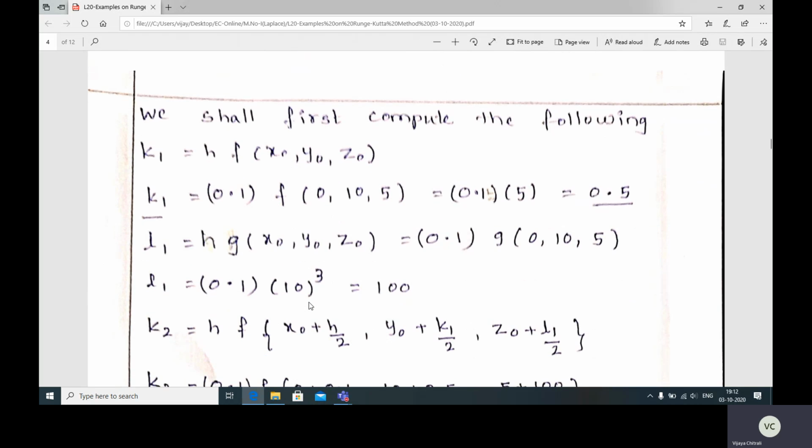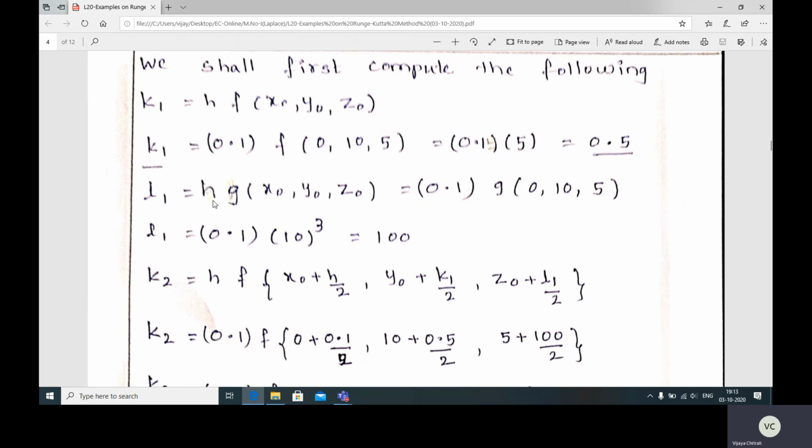Now we shall compute k1, L1, k2, L2, k3, L3, k4, L4, and finally y of x naught plus h. First, K1 is equal to h into f of x naught, y naught, z naught. Here x naught is 0, y naught is 10, z naught is 5. So K1 is h, which is 0.1, into f of 0, 10, 5. Since f of x, y, z is z, in place of z we substitute 5. So 0.1 into 5 is equal to 0.5. So this is K1.